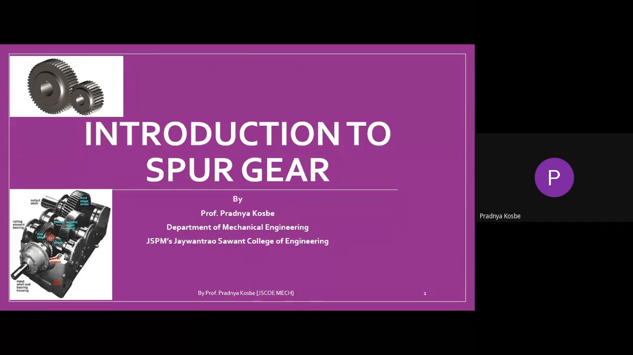In the case of spur gears, they are used mainly when the shaft arrangement is parallel. Helical gears are also used in the case of shafts parallel to each other, but the teeth are inclined to the axis of the shaft. In the case of bevel gears, shafts are at 90 degrees to each other, and in the case of worm and worm wheel, shafts are non-parallel, non-intersecting.